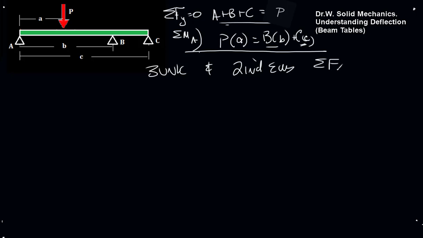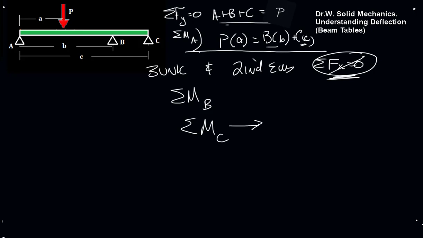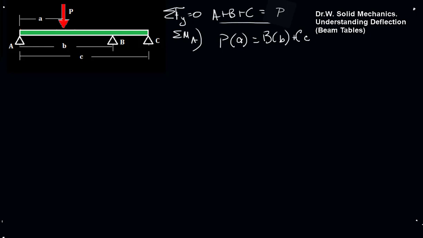We could try sum of the forces in the x equal to 0, but there are no x forces, so that one's wasted. And you could try some of the moments about B or some of the moments about C, but they'll just generate redundant equations that are similar versions to what's up here. They won't take us to a solution. What we need is an alternative set of equations to generate our third equation. The sag model for this is going to look something like this.